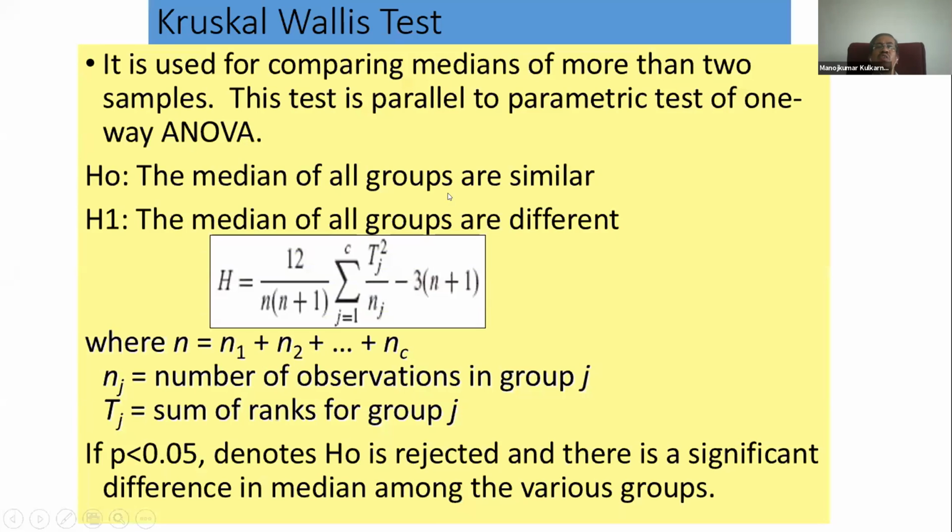Now coming to the Kruskal-Wallis test. You must have heard about the ANOVA test. The ANOVA test is used basically when we are comparing the arithmetic means of more than two groups. In the case of a non-parametric test, we use the Kruskal-Wallis test. Here we are comparing medians of more than two groups. We start with the null hypothesis that the medians of all groups are similar, and the alternative hypothesis that the medians of all groups are different, and the H statistic is used.